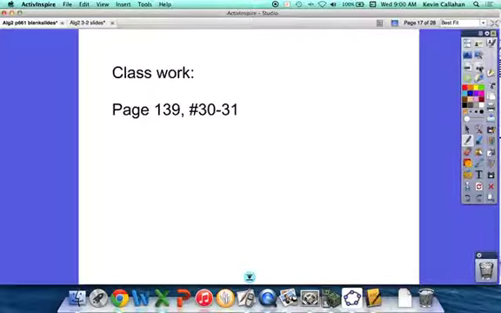So in your book, go to the page. These were the two we should have done on the last homework, but we didn't because we didn't have time to go over it. So go ahead and do these two, 139, 30, and 31. 5 minutes.